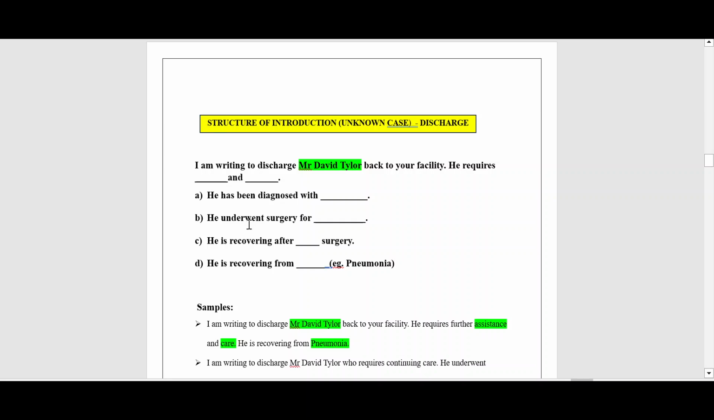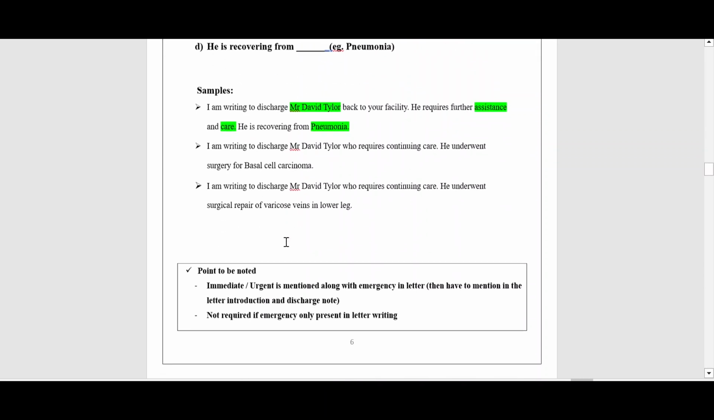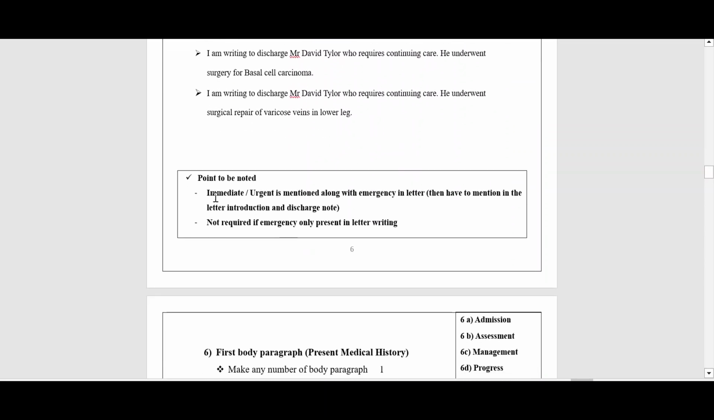So the remaining is common, as I explained above. You can see the samples I have mentioned here. If the letter is immediate and urgent, then please be careful and mention that in the introduction part.